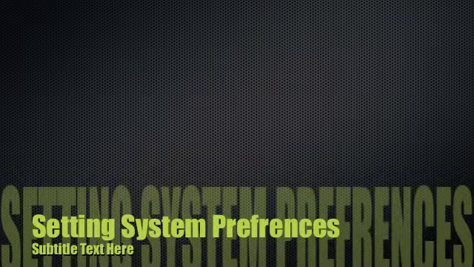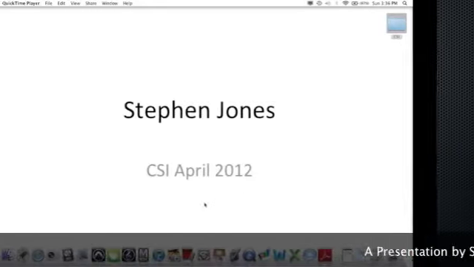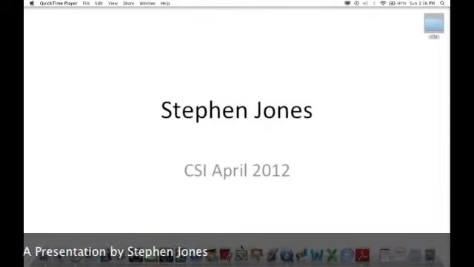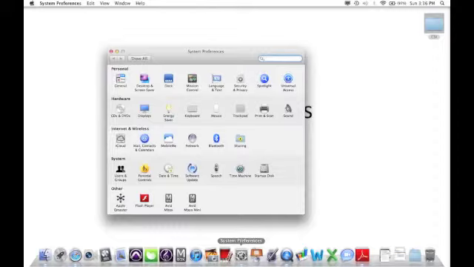Setting system preferences. To set the system preferences, click on System Preferences in the dock and select from any of the options available in the pop-up box that opens. There you'll find many various settings for your system.